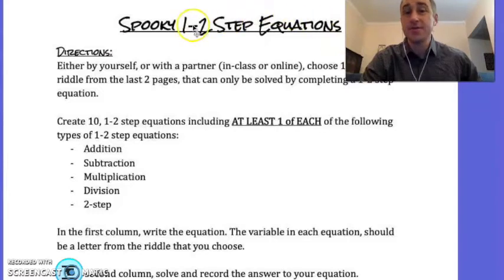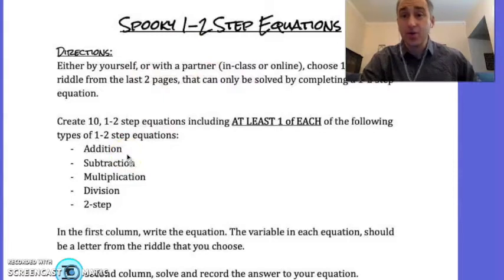We have a spooky 1- and 2-step equation activity. What you're going to do is come up with 10 equations that are 1 or 2 steps, and you're going to put them on a chart for us and solve them. And then you're going to pick a riddle from pages 3 and 4. Let's look at the directions.